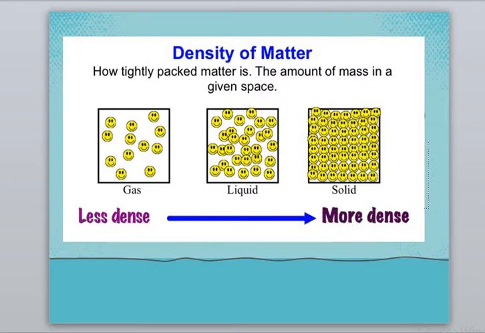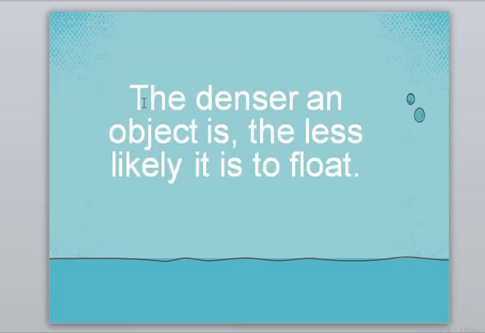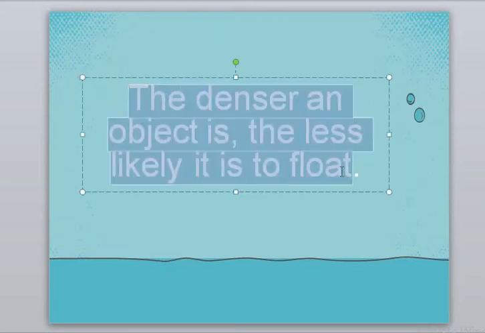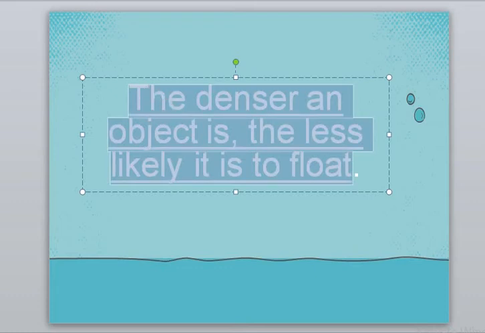Actually, the denser an object, the less likely it is to float, which means if it's dense, its probability to float is much lower.